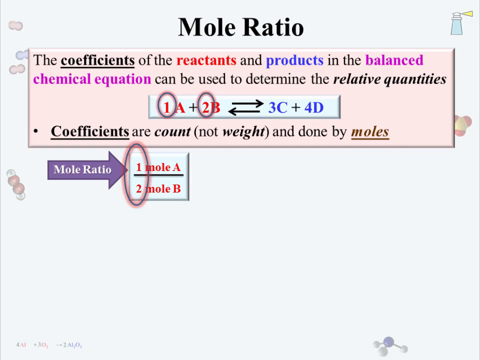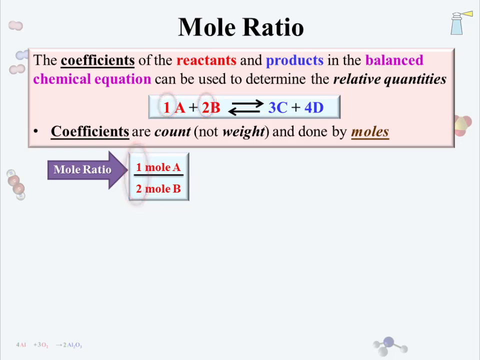Now, compounds A and B might also be part of a different chemical reaction and have different coefficients from its balanced equation. This would lead to a different mole ratio. This mole ratio is only valid for this equation, just like the ratio of sugar to flour in the cookie recipe is only valid for that recipe.